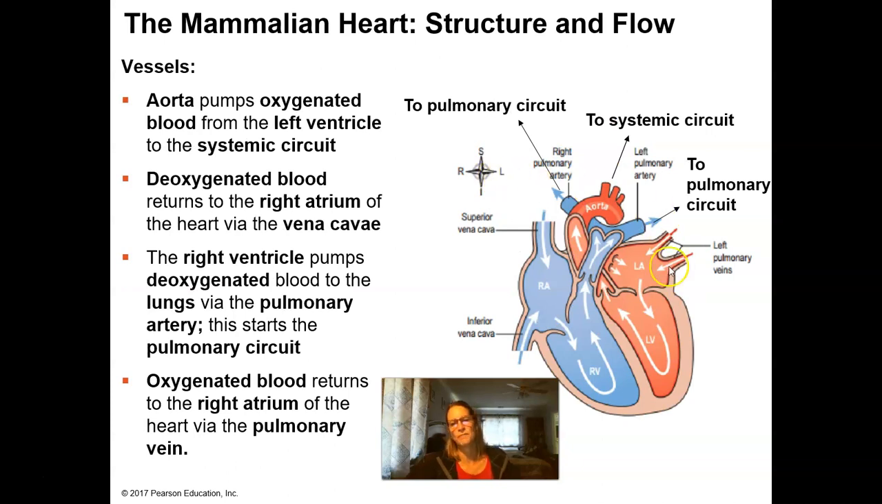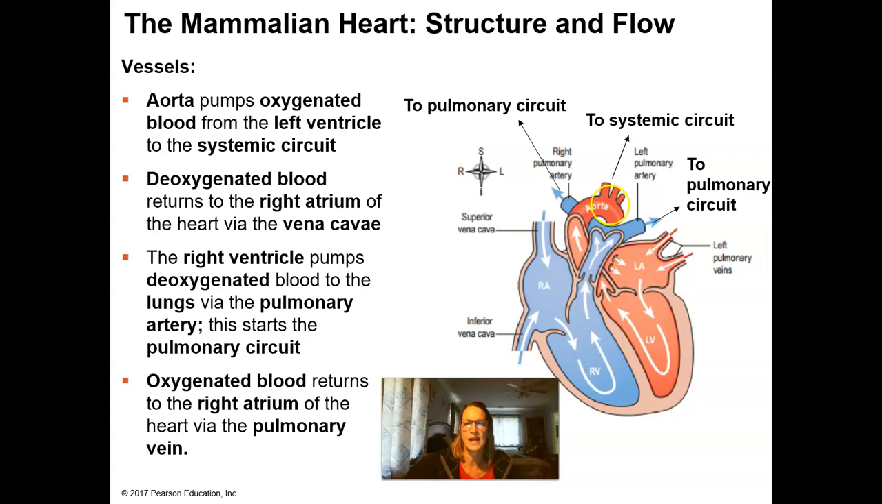I mentioned this before, but we're going to talk a little bit about the vessels that are closely associated with the heart, specifically one at a time. And the first one we're going to talk about is the aorta, which is right here. The aorta pumps oxygenated blood from the left ventricle. And if you remember, the blood that comes out of the aorta is going to go into the systemic circuit. So it's oxygenated blood that goes to the systemic circuit. That's labeled right here.